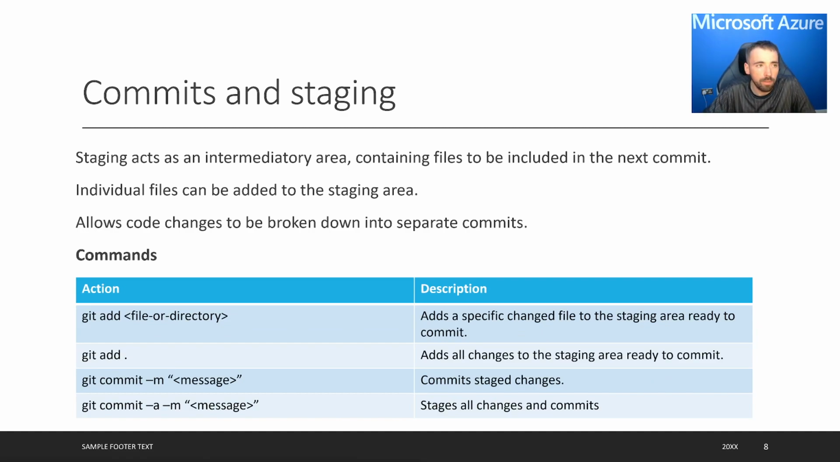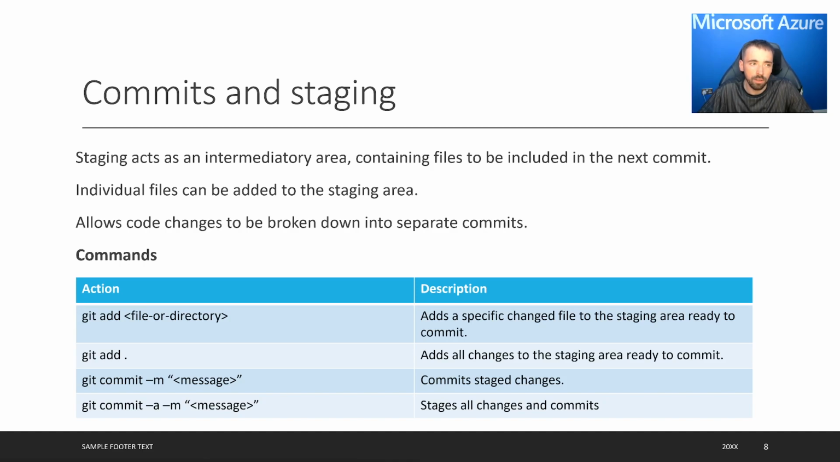So the next area is commit and staging. Staging acts as an intermediary area containing files to be included in the next commit. So carrying on from the previous slide, we've created a new branch, we switched into the branch, and we can now make our changes without stepping on anyone else's toes, and it's just on our local PC at this point. So when we're ready and we're happy with our code changes, we need to stage them.